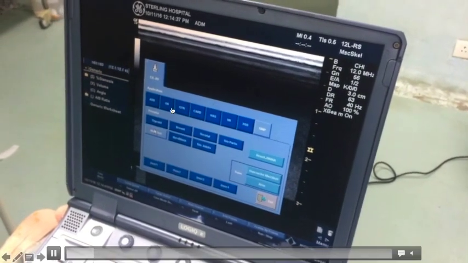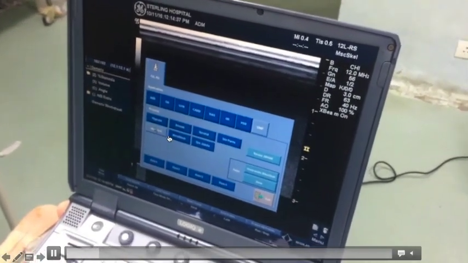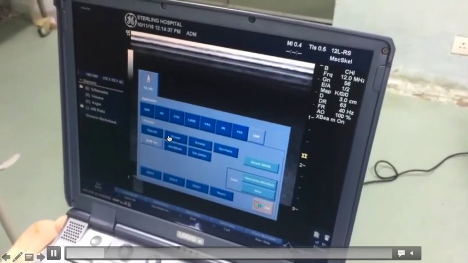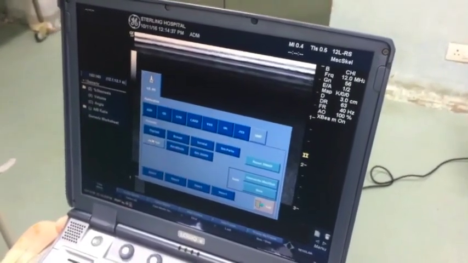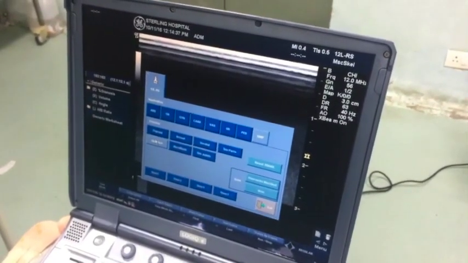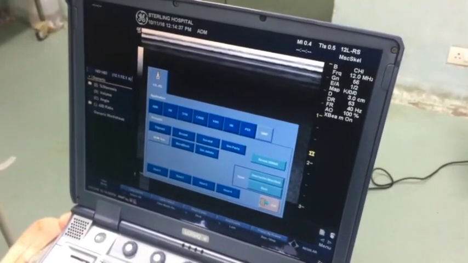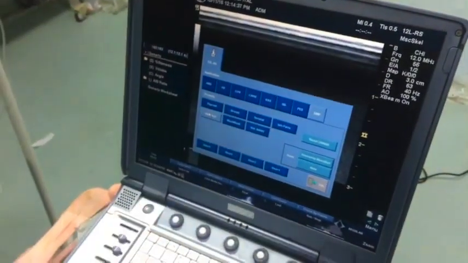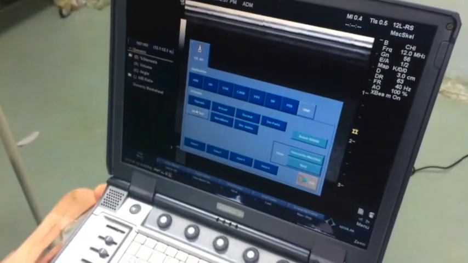So this is my machine. I have selected the musculoskeletal mode because here I am interested in the fascial plane, so I will not select the nerve block mode but the musculoskeletal mode to give the block. So I have selected the musculoskeletal mode, and now I can see the image on the machine.